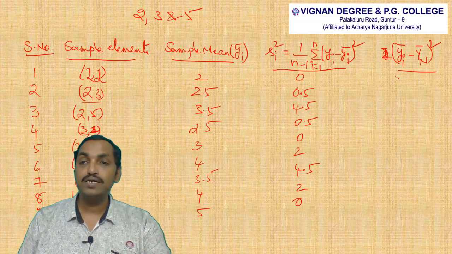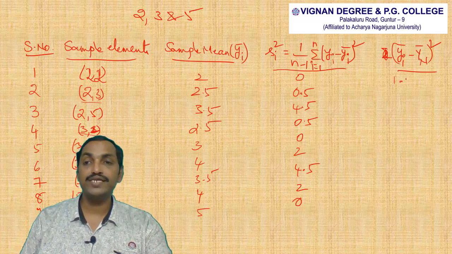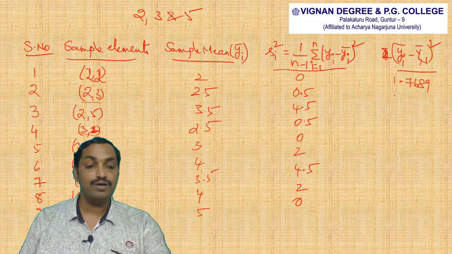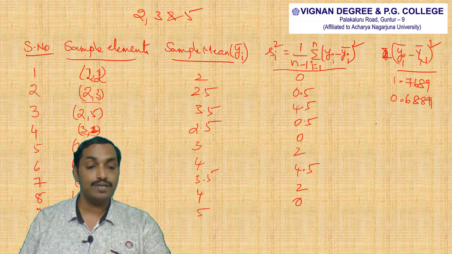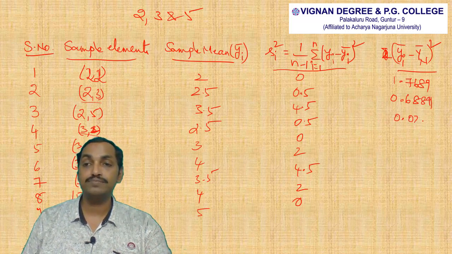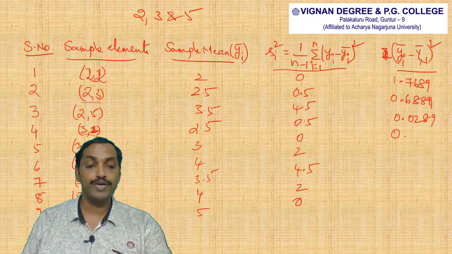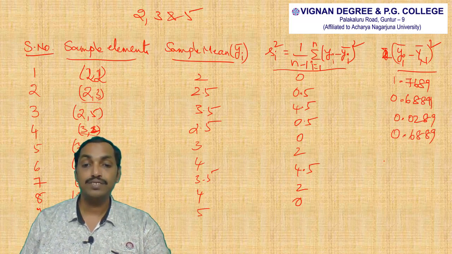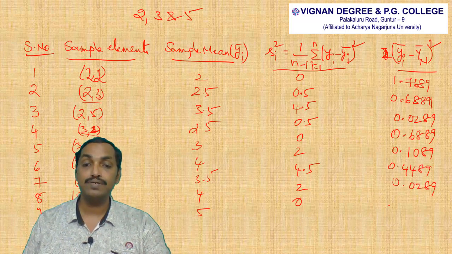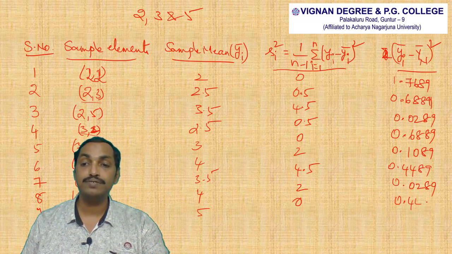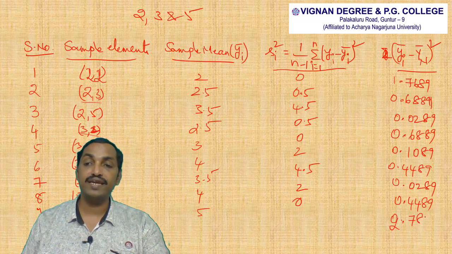So on simplifying that, I'll get the values 1.7689, 0.6889, 0.0289, 0.6889, 0.1089, 0.4489, 0.0289, 0.4489 and 2.7889.